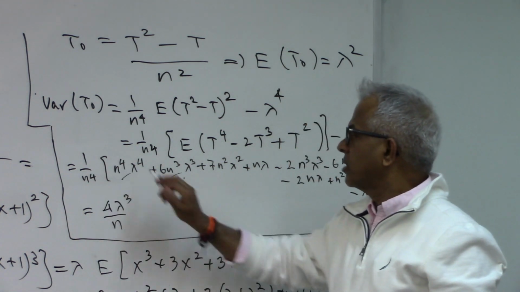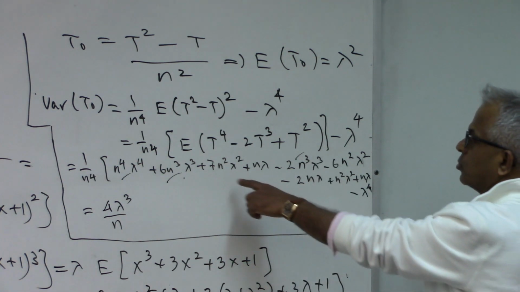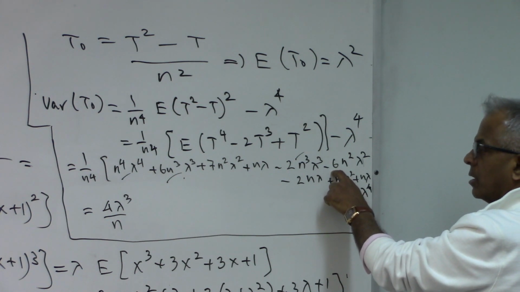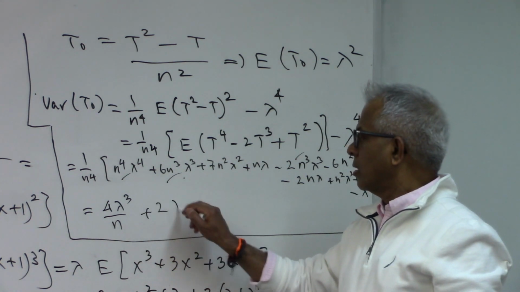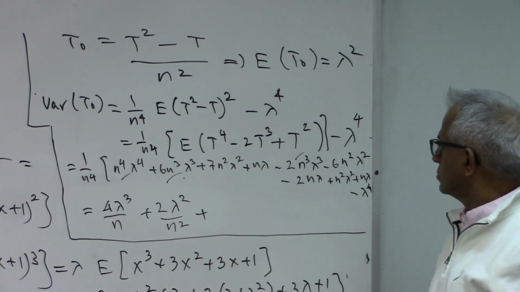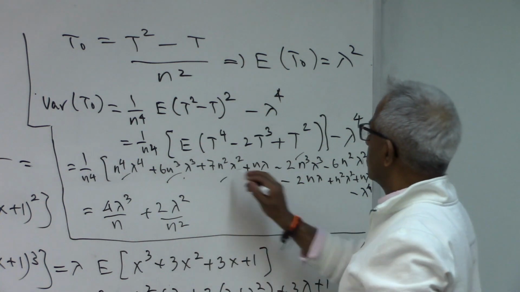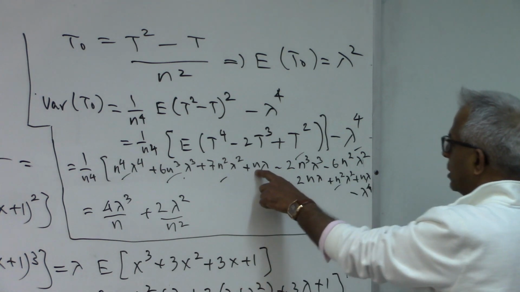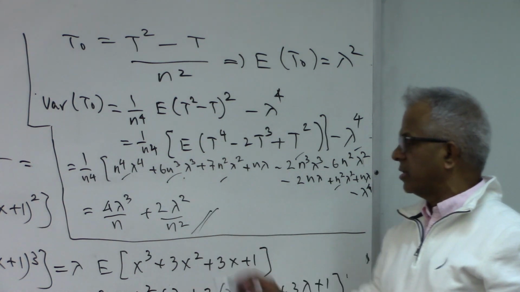So I took care of this, took care of this, took care of this. Then lambda squared is 7, minus 6 is 1, plus 1. So 2 lambda squared over n squared. Then we took care of this, we took care of this, we took care of this. Then look here, n lambda, 2n lambda minus 2n lambda. So there's nothing else. This is the variance.